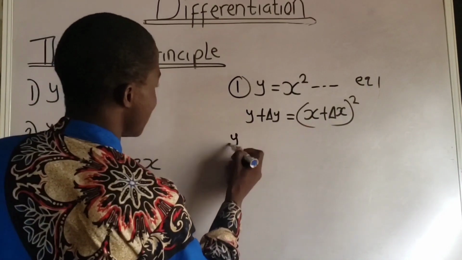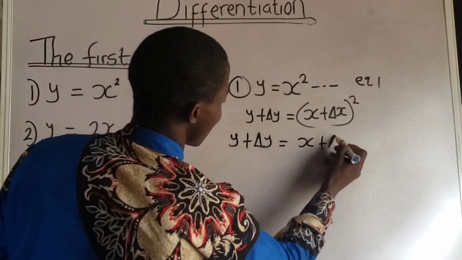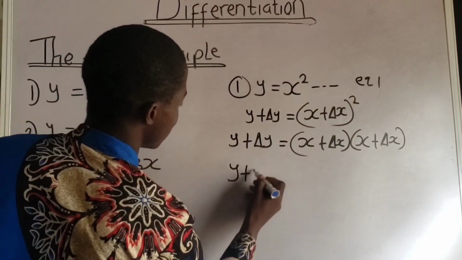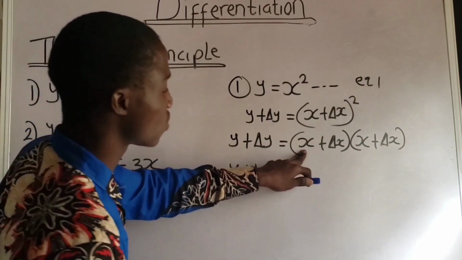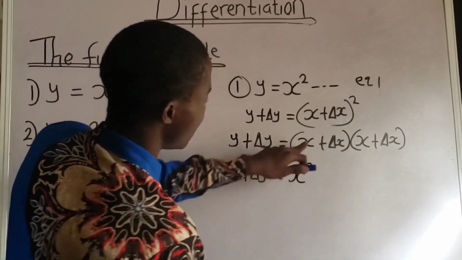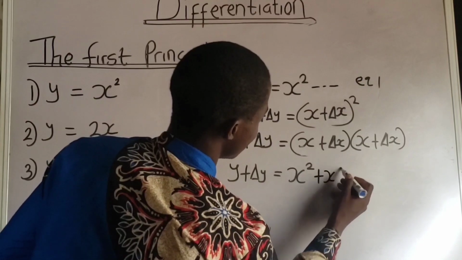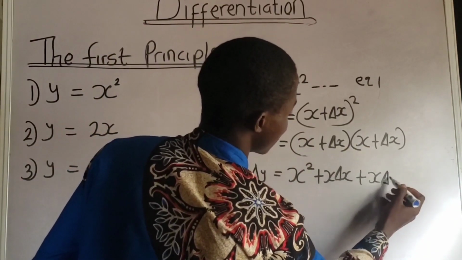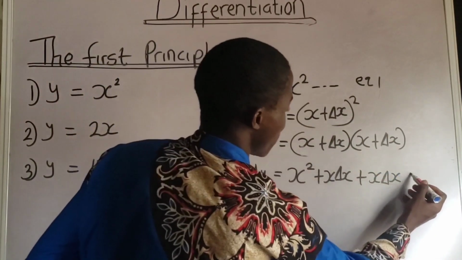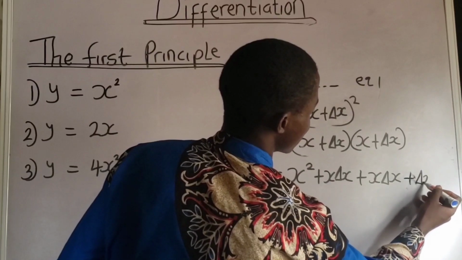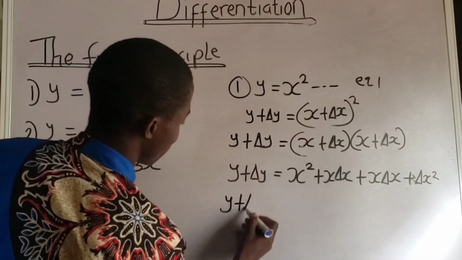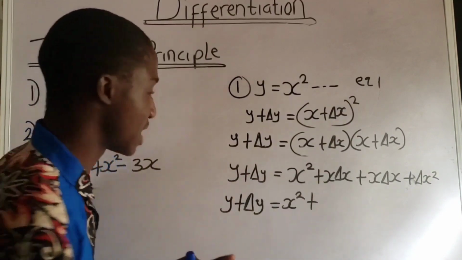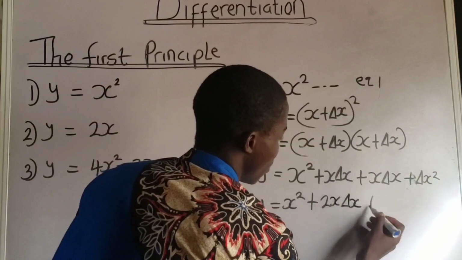So I'm going to have y plus delta y is equals to x plus delta x into bracket x plus delta x. Now if you open this bracket with this x, I'm going to have x multiplied by x, that is x squared, then x multiplied by delta x, that is plus x delta x. Delta x multiplied by x, so I'm going to have plus x delta x, and delta x multiplied by delta x, that is plus delta x squared. Now I'm going to have y plus delta y is equals to x squared plus x delta x plus x delta x, that is 2x delta x. So I'm going to have 2x delta x plus delta x squared.